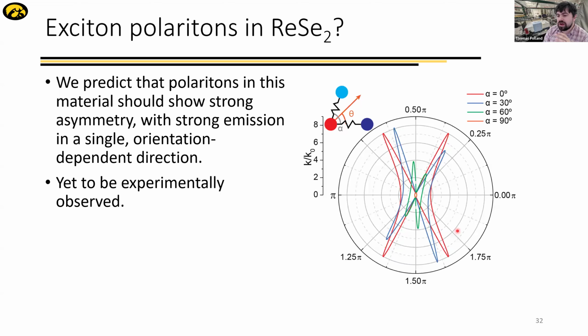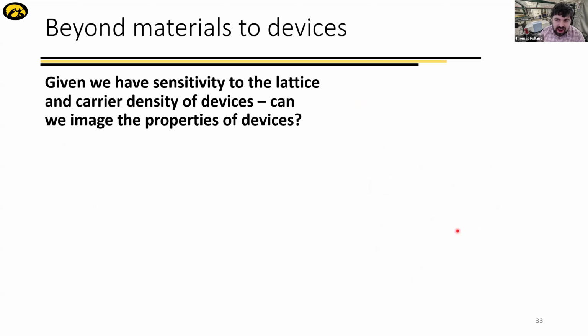So, with the final few minutes, I'm going to talk about something a little different. So far I've talked exclusively about just measuring materials themselves. So I've just said, we're taking a flake of boron nitride, a flake of molybdenum trioxide, a flake of rhenium diselenide, and we're measuring the properties. But actually, the techniques we're looking at have much wider applicability.